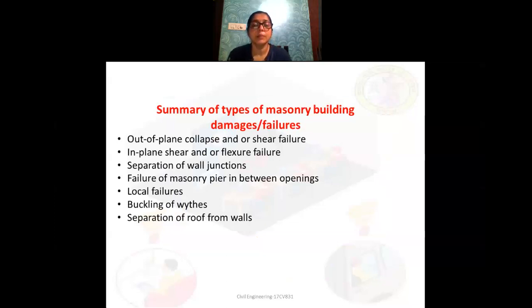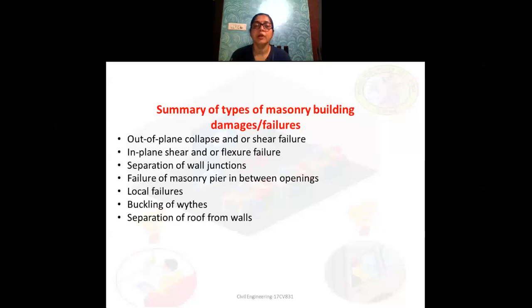What is the summary of the types of masonry buildings, the damages and failures? Out of plane collapse: I showed you the cross walls and shear walls. Cross walls usually undergo out of plane collapse, since they are perpendicular to the earthquake ground motion. Shear failure can also be observed in the shear walls, and in plane shear failure can happen in the cross walls also due to the out of plane collapse. This happens at the corner, the joining point of the shear wall and cross wall.